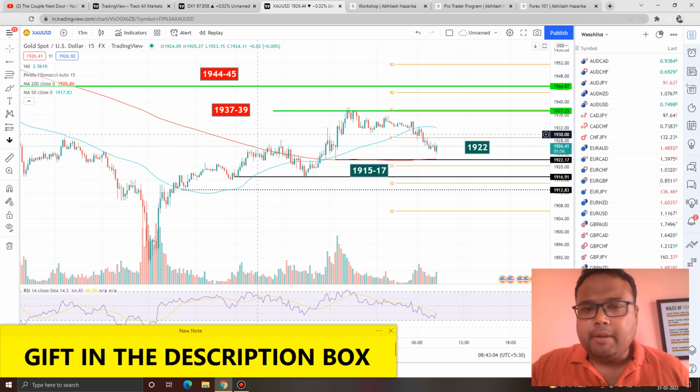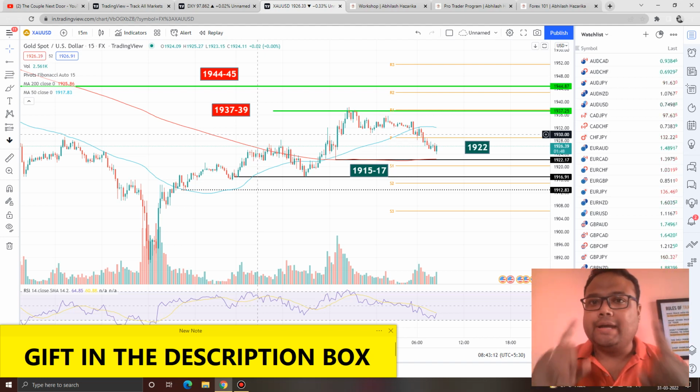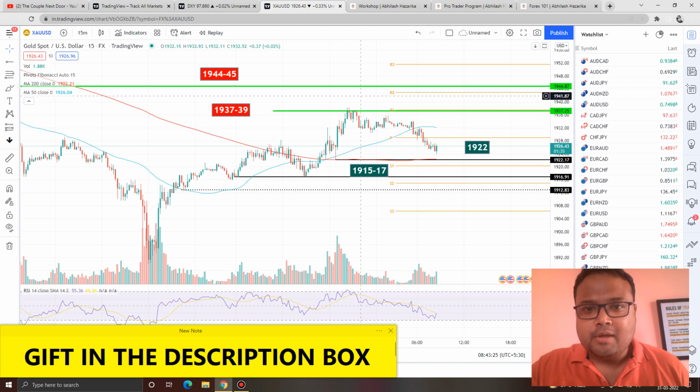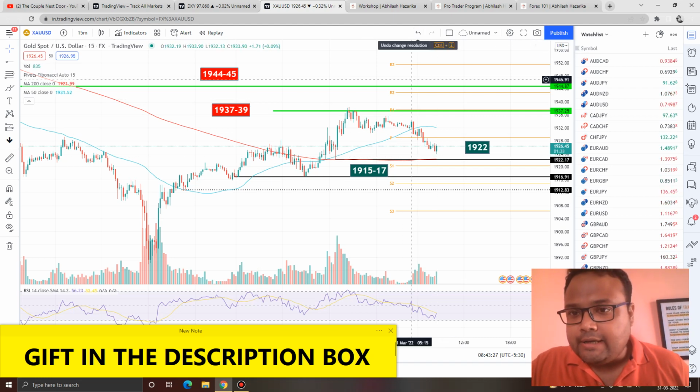Just keep in mind that these levels are for day trading purposes only, because right now we do not have a clear picture on the chart of gold. So be very careful while trading. As we all know, the market has been very volatile for the last couple of days. So please use proper risk management and do not trade without a stop loss. It's like suicide. Right now the market is trading at 1926.